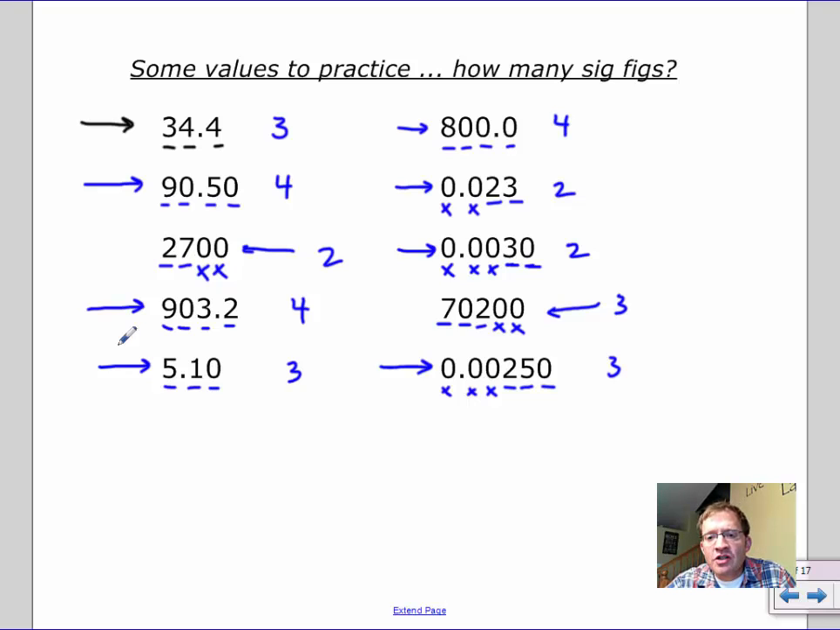That's it for the introduction on significant figures and figuring out how many are in a value. We'll start using those in our multiplication and division in the next video.